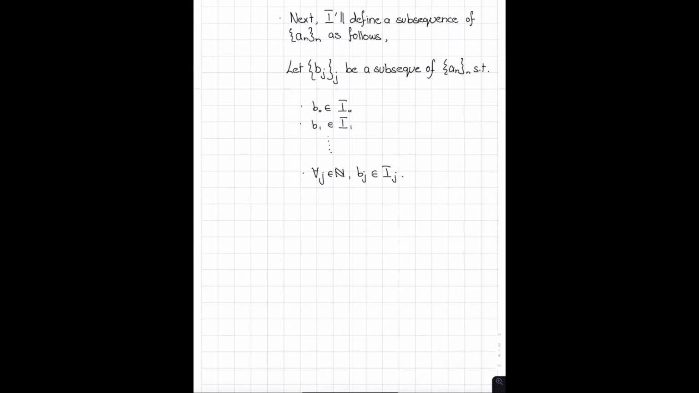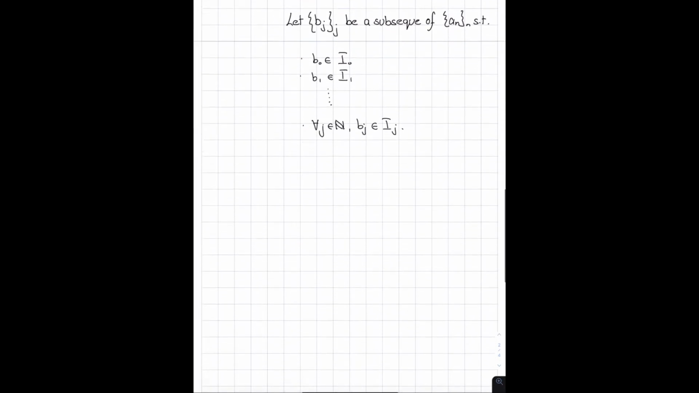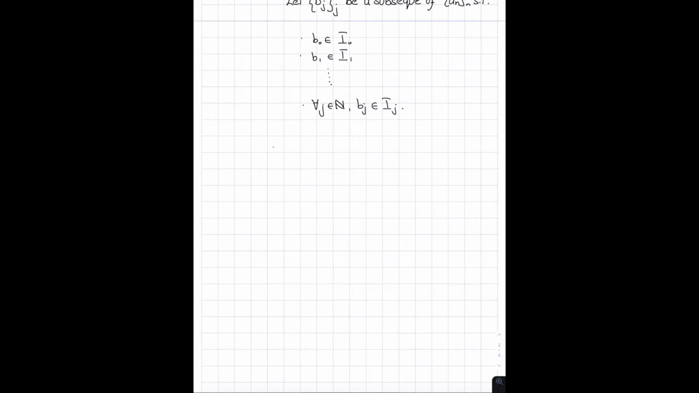So it is always possible to pick a particular number that lies in that particular interval. Given that, now I can basically just complete my proof. Finally, I'll show that as j tends to infinity, b of n tends to L.